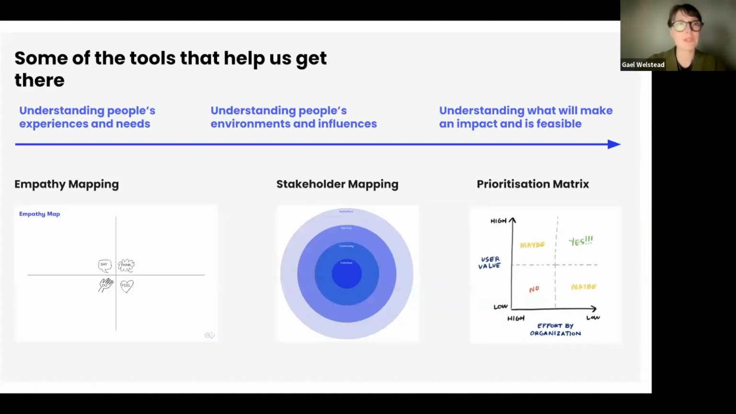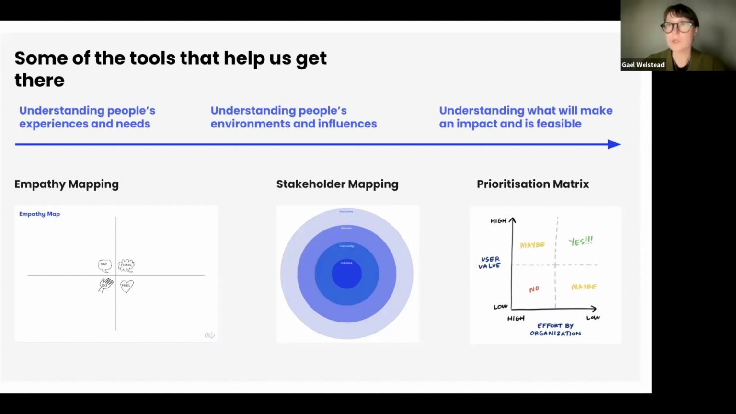On the left, we use empathy mapping to understand people's experiences and needs. And this can really help us out when we speak to people and we observe them and we look at what they're saying and we think about what they're thinking about things, their ideas, their beliefs. And we also look at what they're doing and what they're feeling. And we draw these things out of our in-depth research to understand what people actually need.